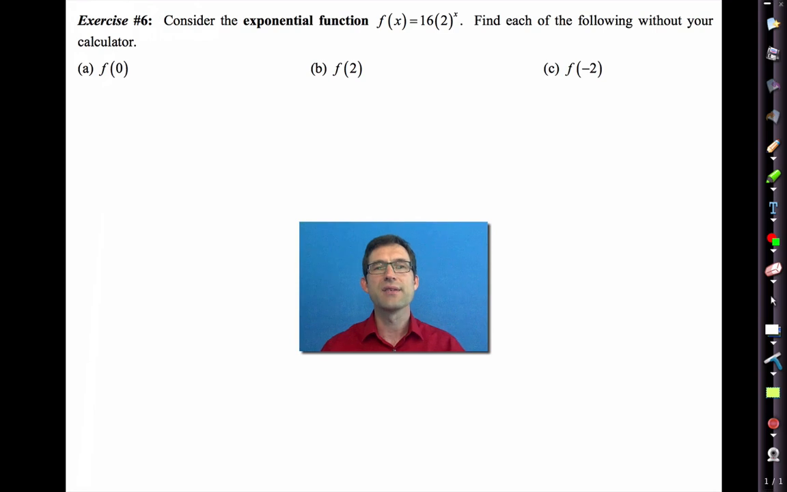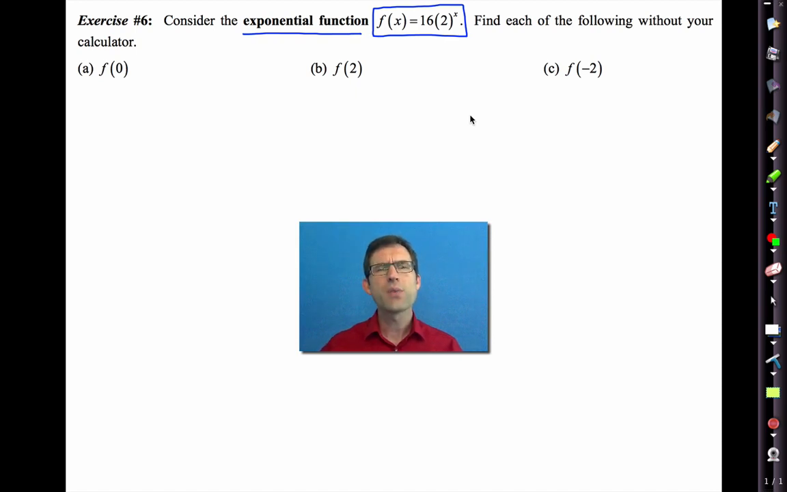So in the coming lessons, we're going to be dealing a lot with what are known as exponential functions, and we won't get into their definitions right now. But here's an example of one. 16 times 2 to the x. And what I'd like to do is a little function notation right now and evaluate each one of those without the calculator. That's actually quite important here.